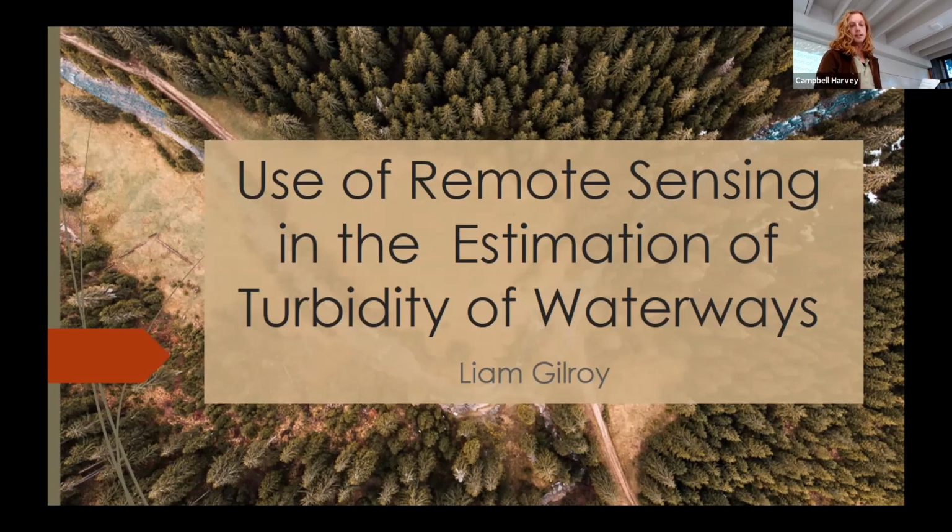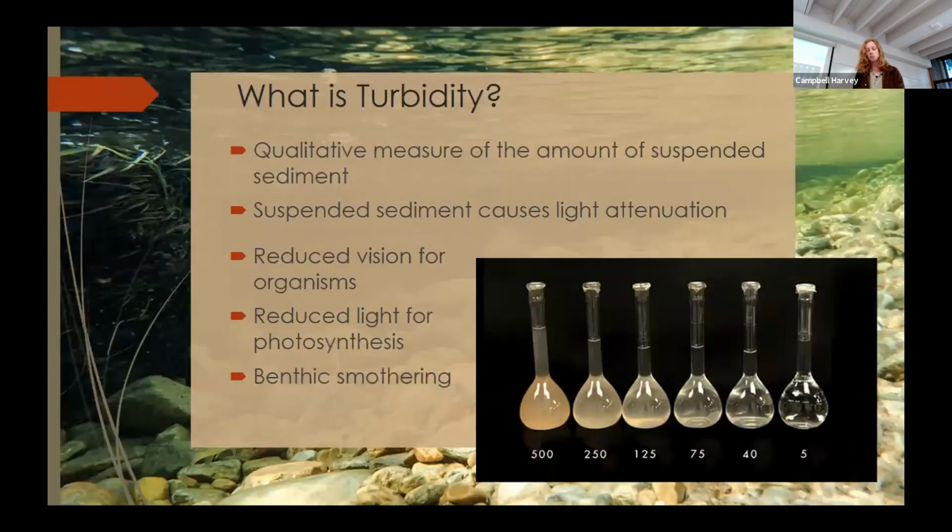So first of all, turbidity. So what is turbidity? Turbidity is a qualitative measure of the amount of suspended sediment in a waterway. This suspended sediment causes light attenuation or reflection, like backscattering of light. And this reflection has a bunch of effects on the environment, such as reducing the vision capabilities of sighted aquatic organisms, and it also reduces the light availability for photosynthesis. As well as this, the sediment itself can also cause benthic smothering and irritation of fish gills, and just general increased deposition levels on the riverbed, which changes your environment.